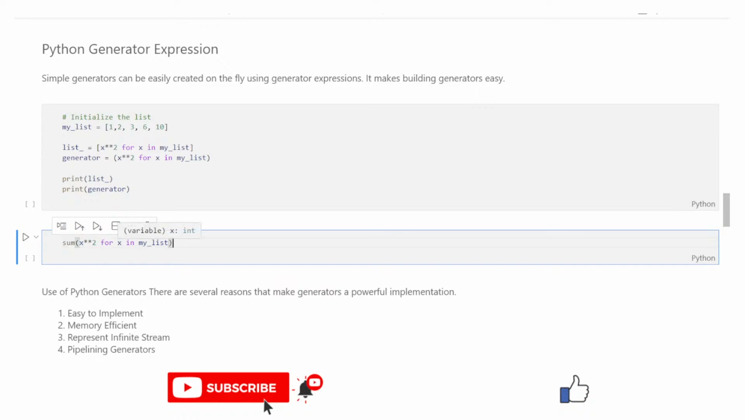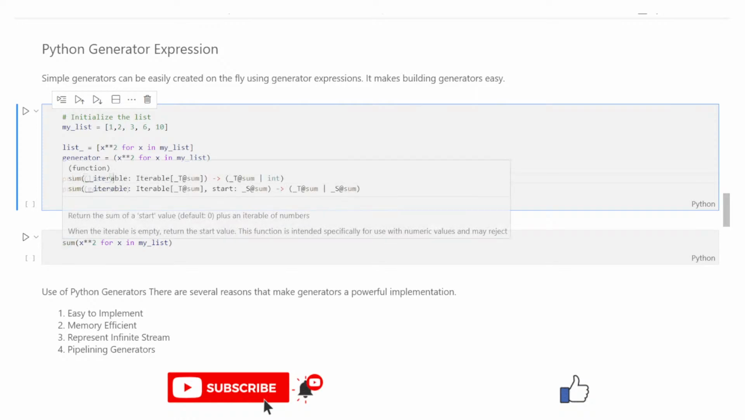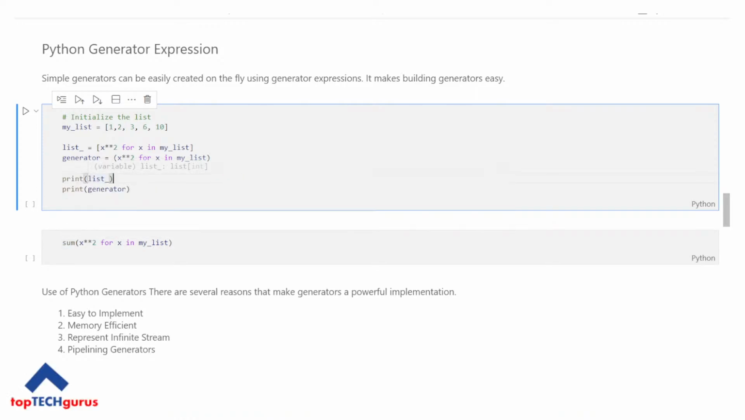So in this case, it's going to use the same memory. But if you're just going to use the generator expression, it's not really going to sum it or iterate everything. If you look at this variable list, and this one, you see it's a generator. So it knows that it's a generator.